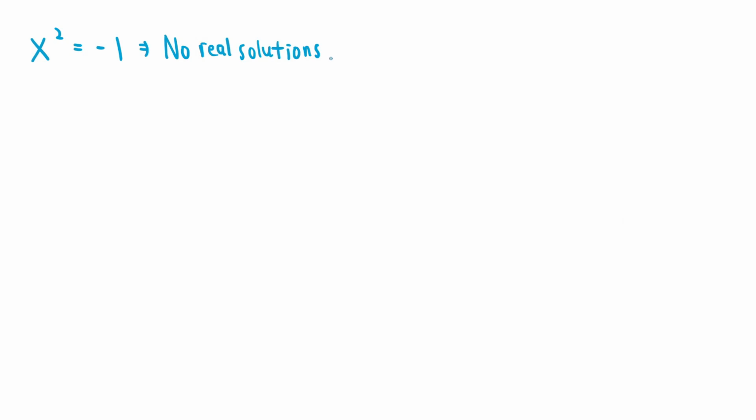Consider the equation x squared equals negative 1. There is no real number whose square is equal to negative 1, so when working only with real numbers, we can say that this equation has no solutions.